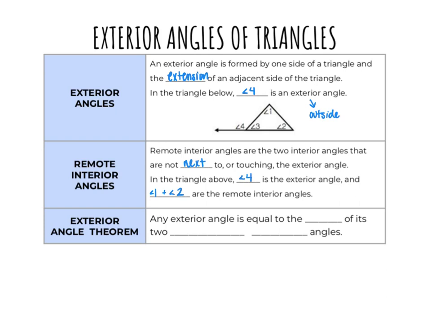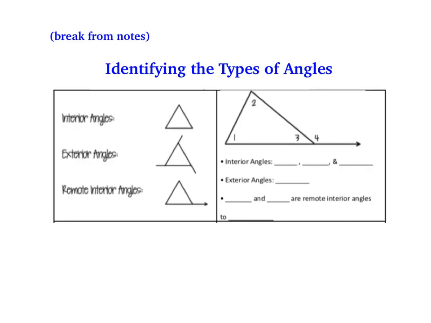So taking a break from our notes, let's just keep talking about how to identify the types of angles. Interior angles, we just learned the past few days, and those are the ones inside the triangle. So on this particular triangle, this would be an interior angle, this would be an interior angle, and that would be an interior angle. Exterior angles are the angles outside of the triangle. So here, this would be an exterior angle, this would be the exterior angle, and this would be the exterior angle.